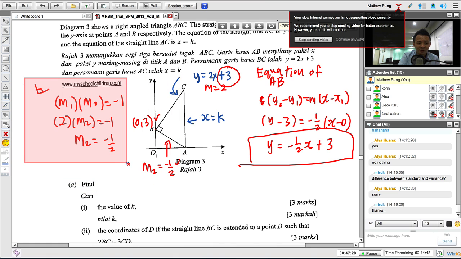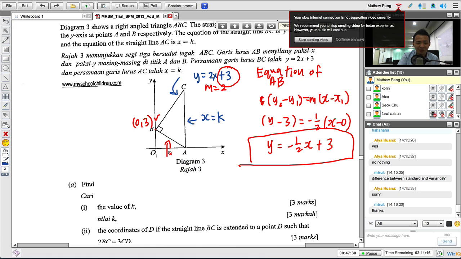After I got the equation, I will label it there. AB is y equals negative 1 over 2x plus 3. Now I want to find A, because if A equals 3, this equation called x equals 3. If my A equals 5, this equation for AC called x equals 5, because obviously this line is parallel to the y-axis.